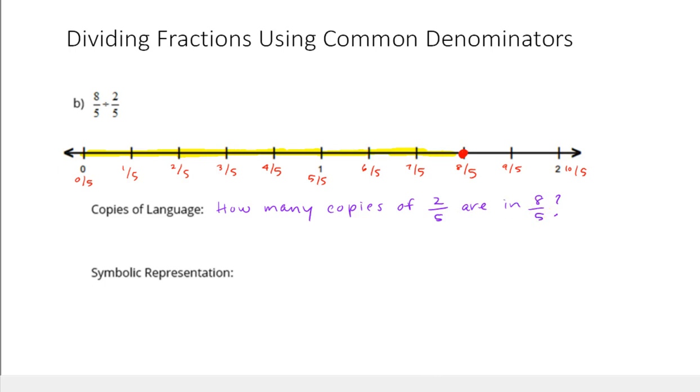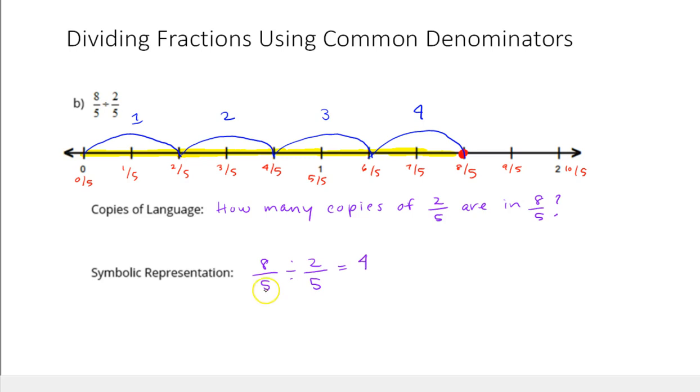Unlike the last example, where we were just counting by ones, here we're counting by fifths, but we're counting by 2/5. So this is 1 copy of 2/5. From 2/5 to 4/5 is another 2/5. So we're going 2 tick marks to get an additional 2/5 until we get to 8/5. So there are 4 copies of 2/5 in 8/5. So our symbolic representation, if we divide 8/5 by 2/5, the result is 4.